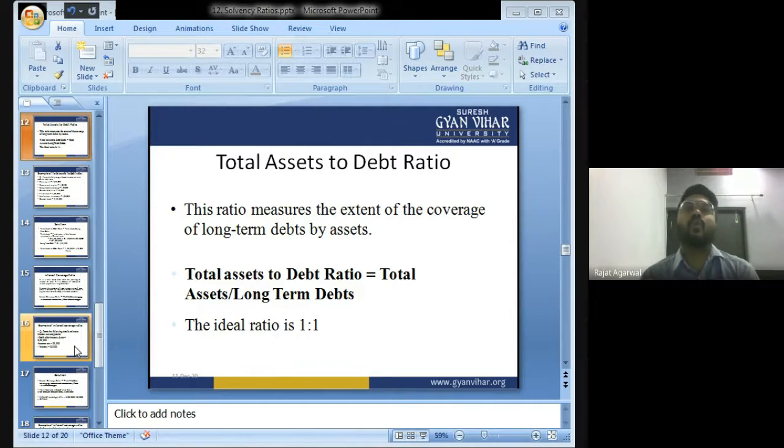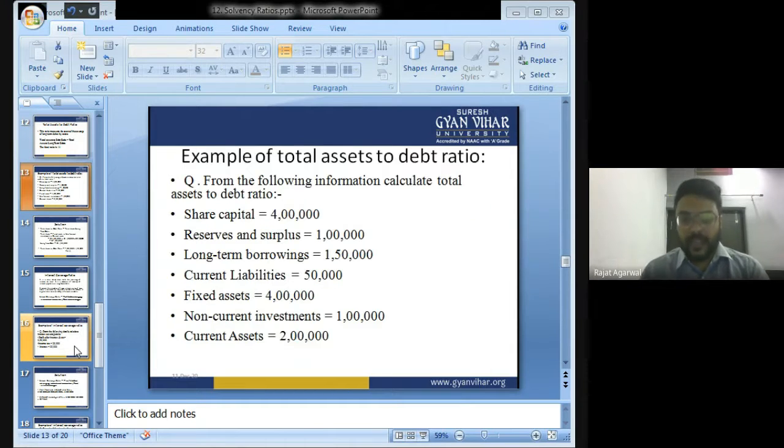Long-term debt includes non-current liability, that is long-term bank loan, debenture, etc. The ideal ratio is 1:1. Chaliye, let's do one illustration. Example of total asset to debt ratio. From the following information, calculate total asset to debt ratio.